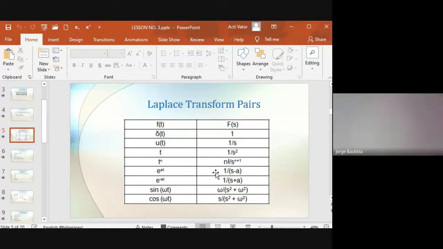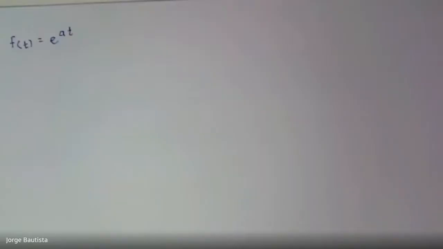So, let's say we will derive the exponential transform pairs, which is e raised to at. This one is increasing exponential, and you have the decreasing exponential e raised to negative at. Okay? So first, I'll write the equation. So f of t, that is equal to e raised to at. Okay? So that is positive or increasing exponential. So tingnan natin. So I'll stop sharing this one. Okay?